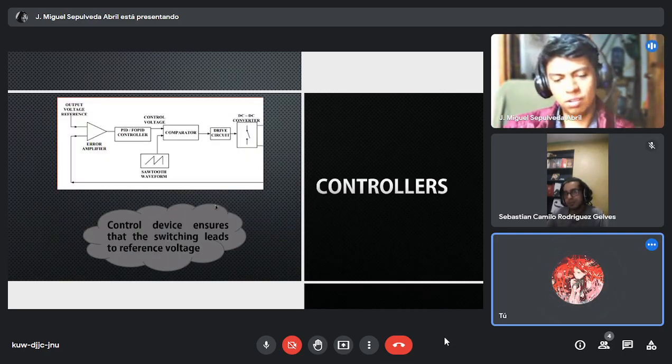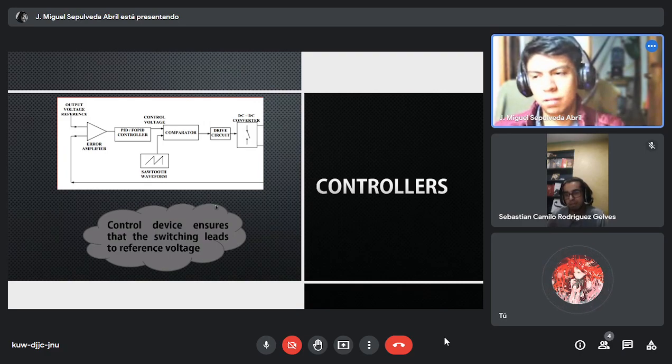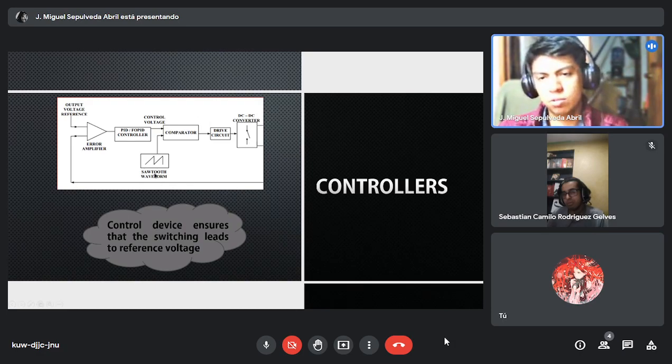In order for these circuits to work, we need a PID control device that ensures that switching leads to the reference voltage. So we have an error amplifier, the PID controller, and a comparator with a sawtooth waveform that allows the comparator to create a PWM signal. So we can drive the DC-DC converter according to what we need. We need boost or step down. So we make sure we have this clear and we can add a controller to our circuit.